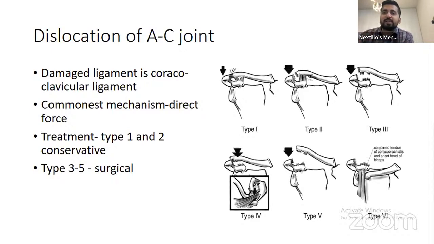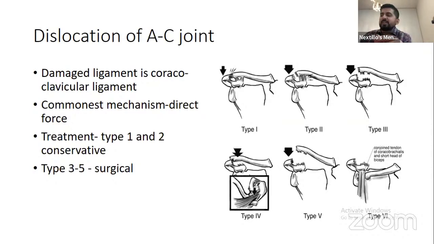So if you can see in these images, what is important to remember is that the first 5 types are the ones which we should be looking for. In type 1, there is only mild subluxation of the AC joint. In type 2, there is some subluxation, but still there is contact between the clavicle and the acromion. In type 3, 4, and 5 injuries, the entire contact is lost and the clavicle is displaced high above the acromion.